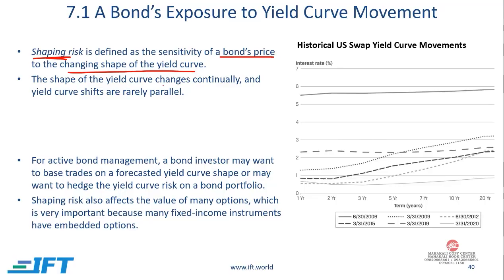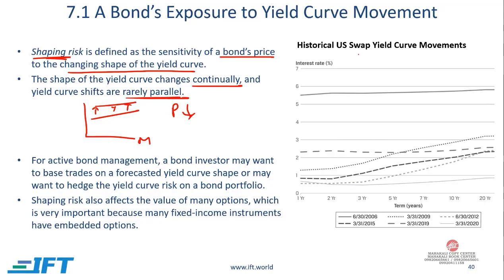The shape of the yield curve changes continually, and yield curve shifts are rarely parallel. Often in our discussion, we assume parallel shifts in the yield curve, in the sense that we say that there is a certain yield curve, and if the interest rates go up, then the value of a bond portfolio comes down. The implicit assumption here is that we have a parallel shift in the yield curve. In other words, interest rates or yields across all maturities are going up by the same amount. But the fact is that yield curve changes are not always parallel. There can be many types of changes, which we will see in more detail on the next slide.